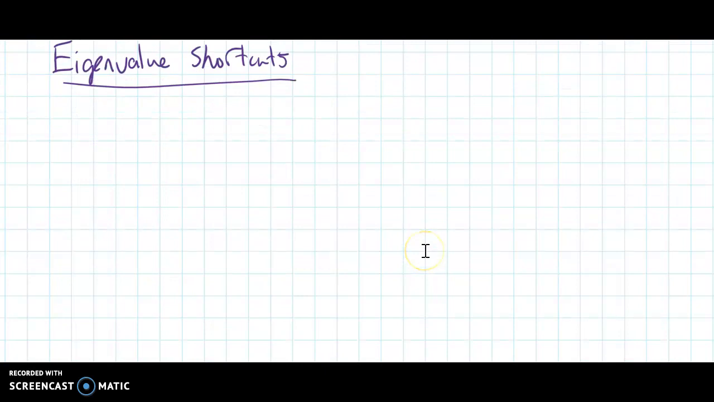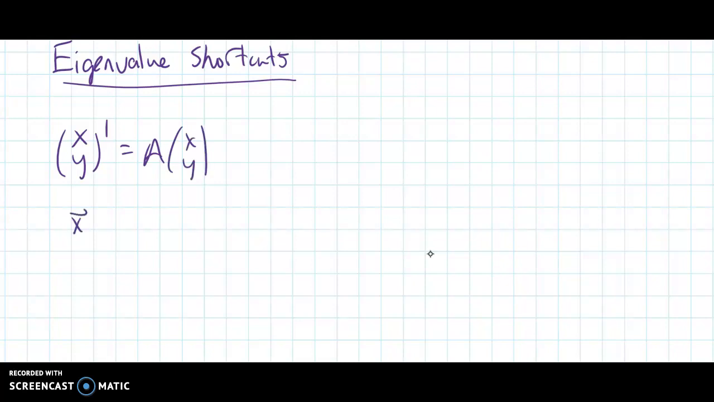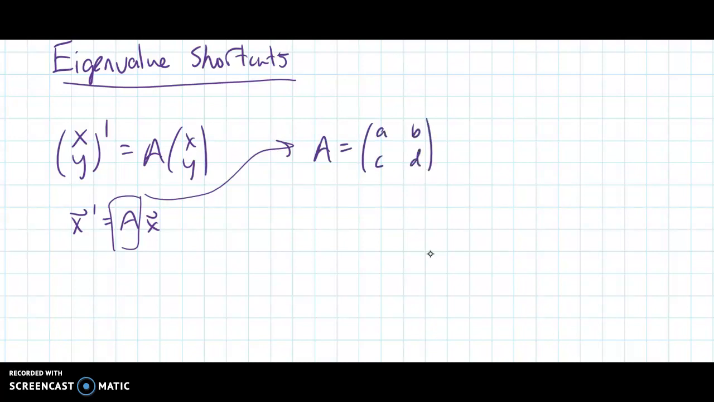So, in order to show this to you, we usually have x vector prime equals some square matrix A times x vector. I could write it as x prime equals capital A, where that's a 2 by 2 matrix if we're doing a 2 variable system, times x. And I want to focus on this A. So I'm going to let A equal [a, b; c, d].